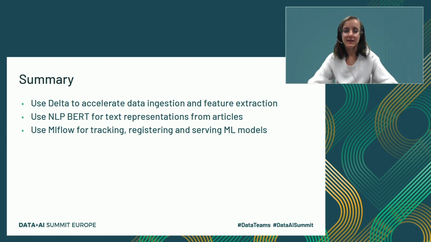And to summarize everything, in our solution to build a machine learning tool which could predict the quality score for new articles, we used Delta to really accelerate the data ingestion and feature extraction. We used NLP BERT for text representation from articles, which also appeared to be a very good choice, which really improved the performance that we have. And we used MLflow for tracking, registering, and serving machine learning models.